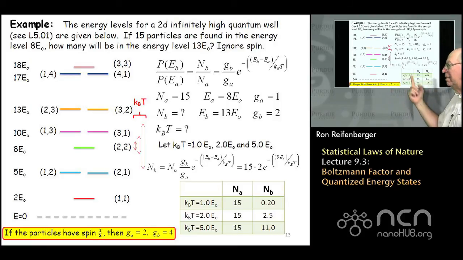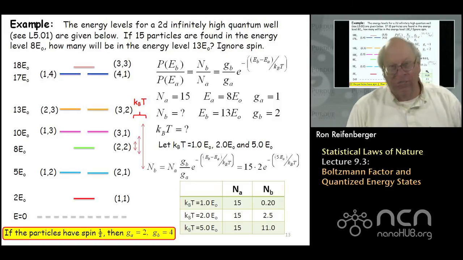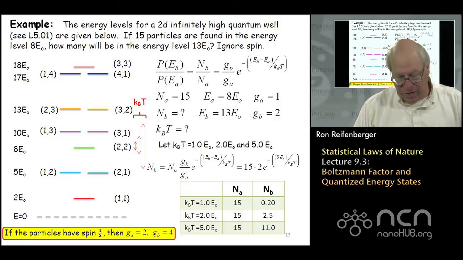And depending on what kT is, you can see that the number of particles that you would find in the 13 E0 energy level depends significantly on kT, right? If kT is very small, there's very few. There's 0.2 of a particle on average that would be observed in that energy level. If kT is large, then you can actually find 10 or actually 11 particles. If kT is equal to 5 E0, on average, there would be 11 particles in that energy level, 13 E0.